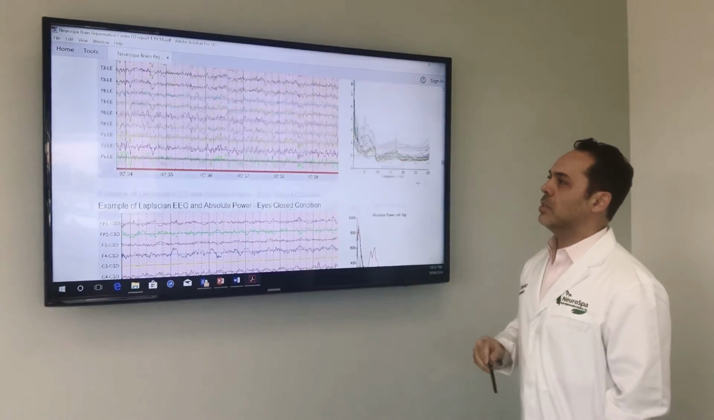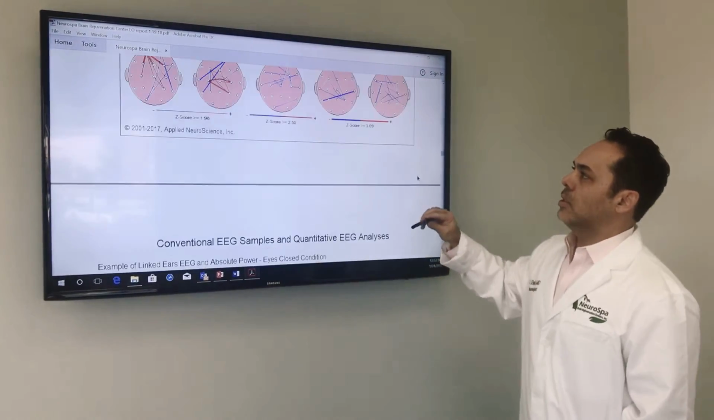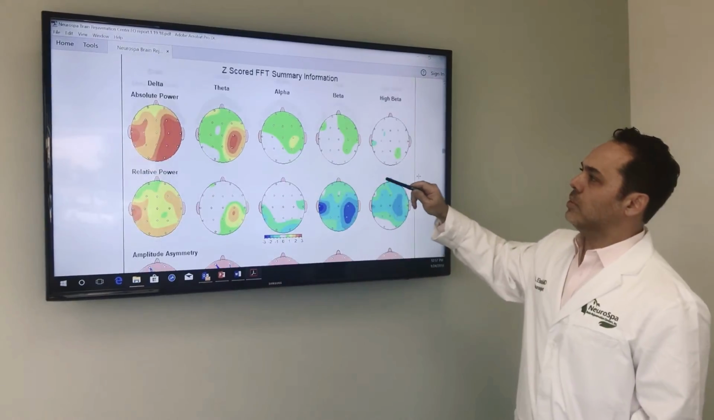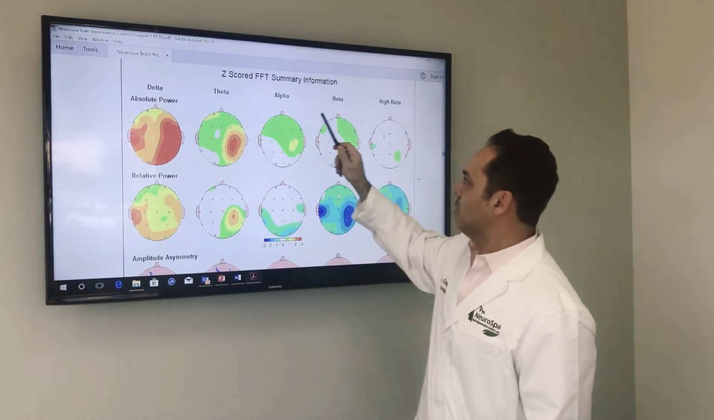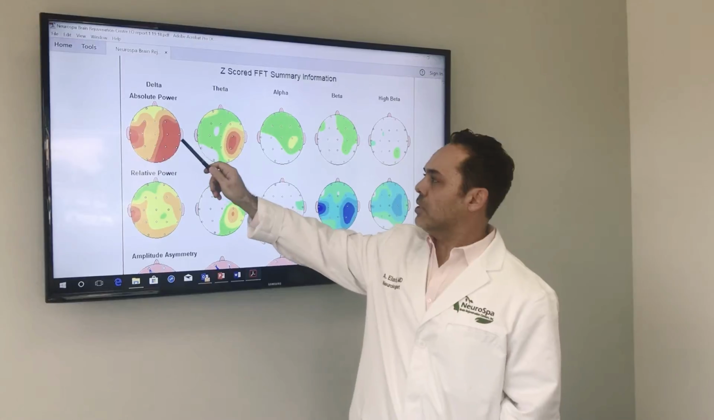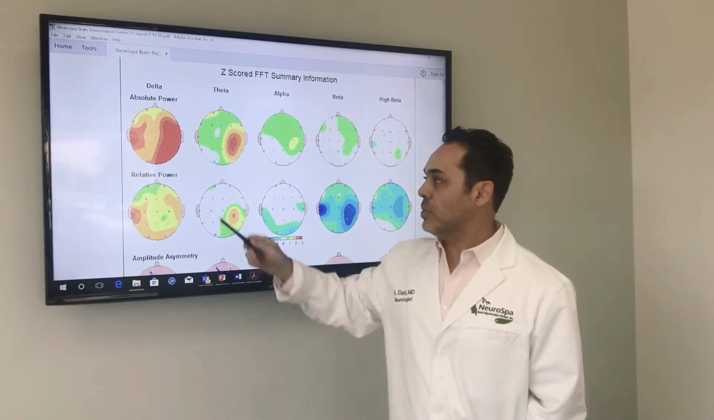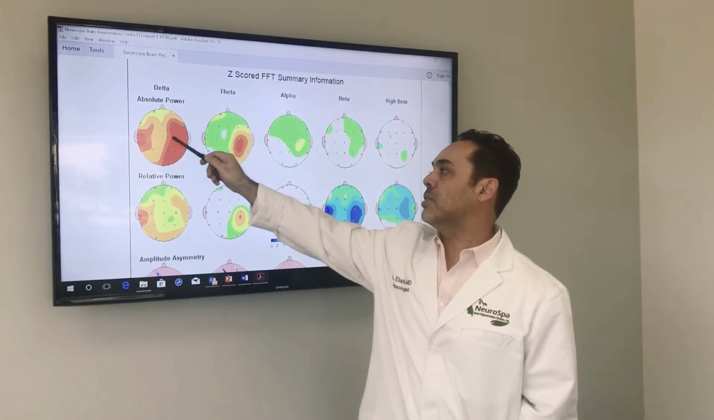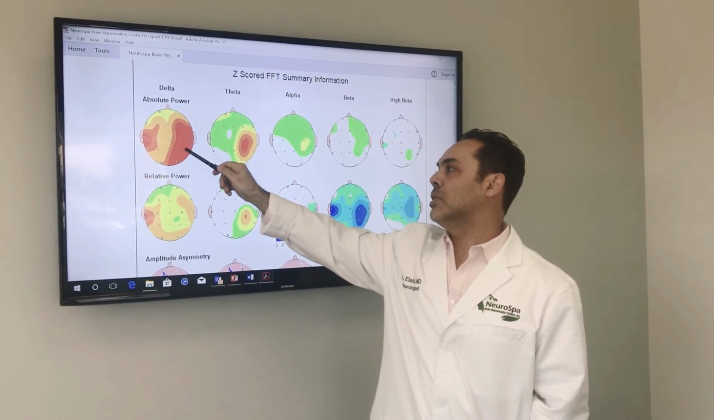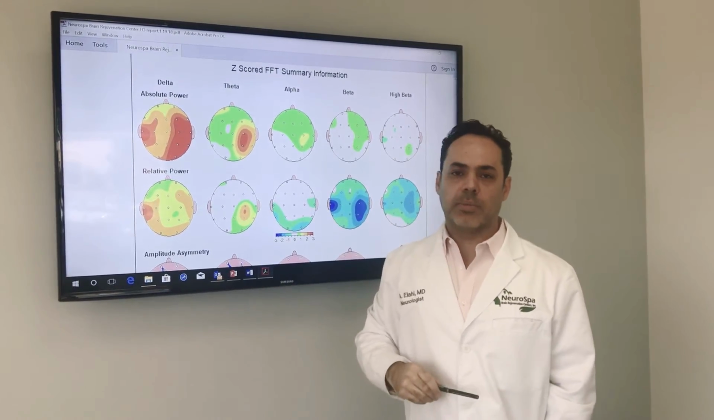If we go up, we can see the actual topographic map. So here, each of the frequencies is actually shown very clearly. In the delta region, which is actually a slow wave, we see a lot of slow wave activity in the right temporal region, which is where we saw the LORETA abnormalities.